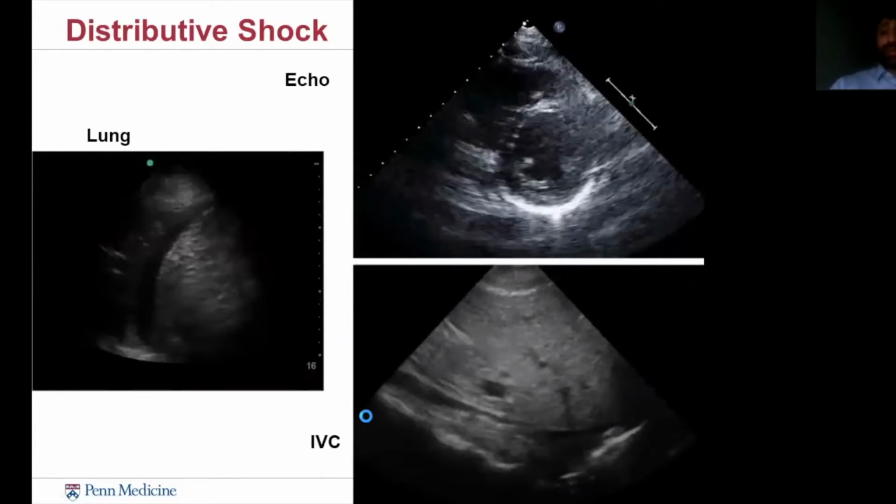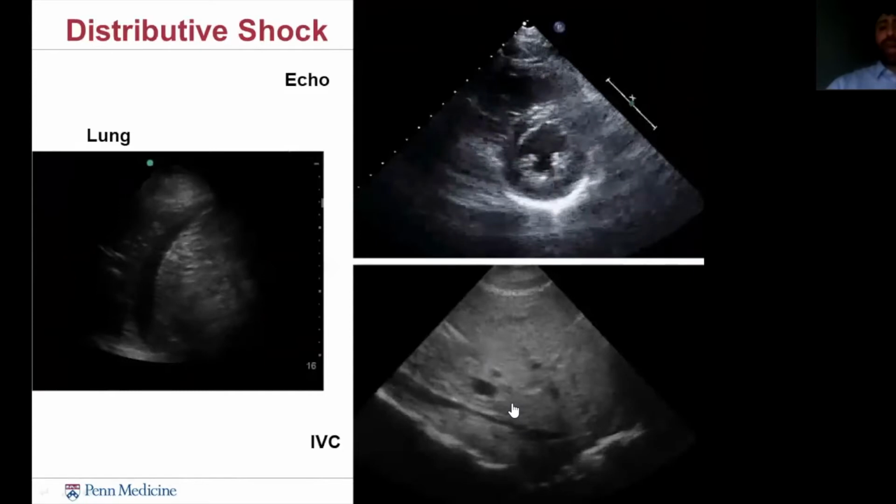In septic or distributive shock, you get a picture that looks very similar to the one that you saw in hypovolemic shock, with an intact ejection fraction in your parasternal short axis view, a flat IVC, and early sepsis.